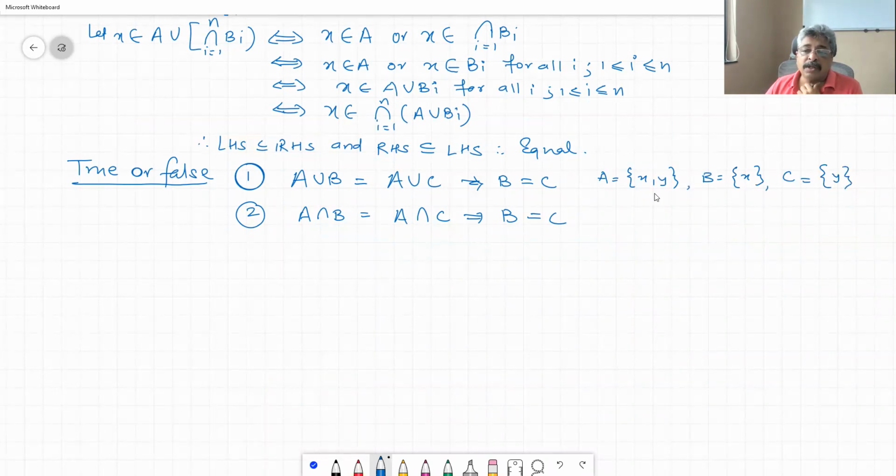So what is A union B? {x, y}. What is A union C? {x, y}. But is B equal to C? No. B and C are different. So this is false. And I mean, if you have A, B, C distinct, A is 1, B is 2, C is 3, A intersection B, empty set, is equal to A intersection C, empty set. Therefore, B is equal to C is false. You can create as many examples as you want, but the idea is very simple.